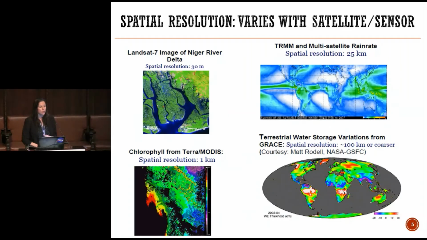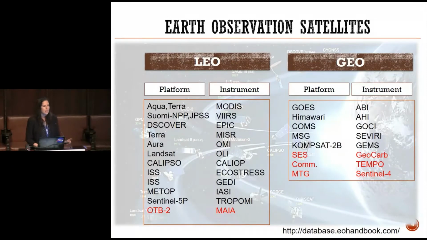As I said, the spatial resolution varies depending on the satellite and depending on the sensor. It can go from 30 meters from Landsat through 1 kilometer products on water or air and up to 100 kilometers. The use of the products depends on our goals and on the application. Interestingly, I found that there are over 2,200 satellites up in space, and 150 of them are Earth observation satellites.